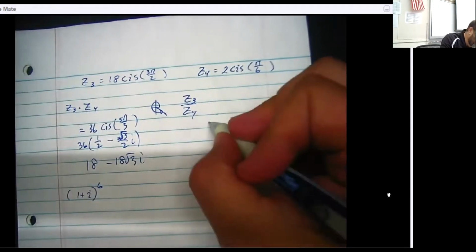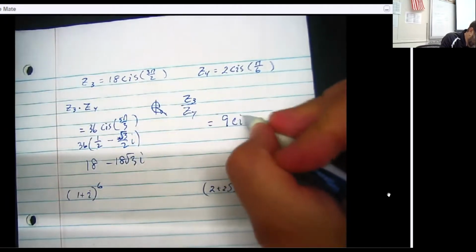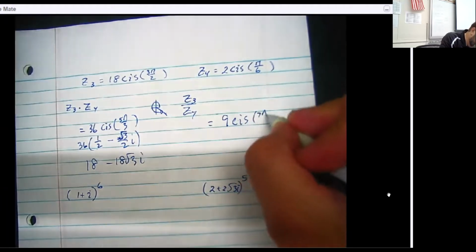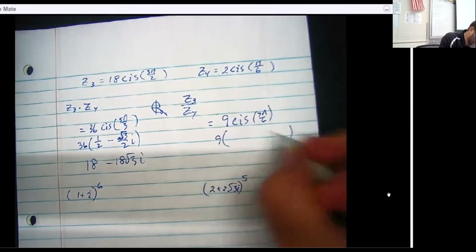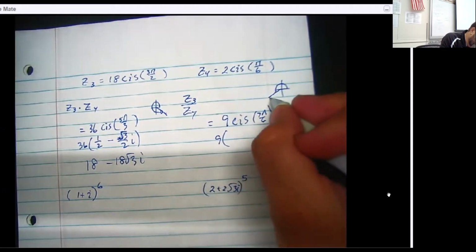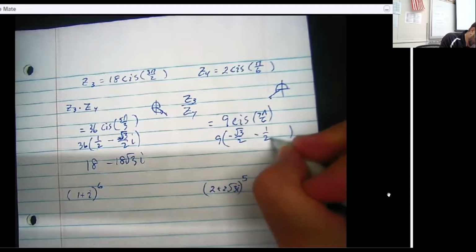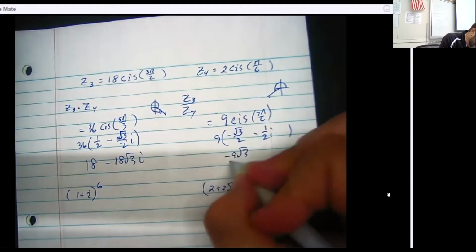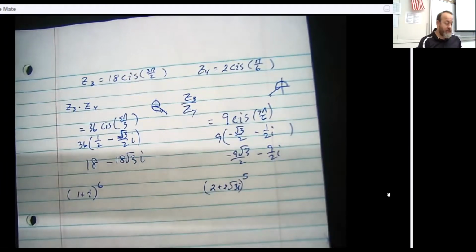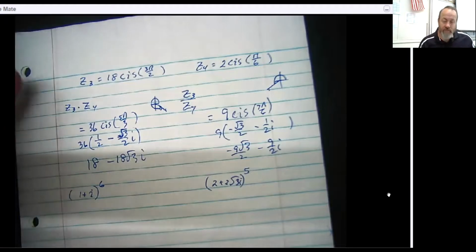And then over here, if we're going to divide them, 18 divided by 2, of course, is 9. And if I took 9 pi over 6 and I subtract pi over 6, I get 7 pi over 6. And the cosine of 7 pi over 6, remember 7 pi over 6 is here. So both things are going to be negative. The cosine is root 3 over 2. The sine is 1/2. And my final answer is right here, because we just distribute. And you'll notice the 9/2 root 3. It has that 30, 60, 90 kind of feel.